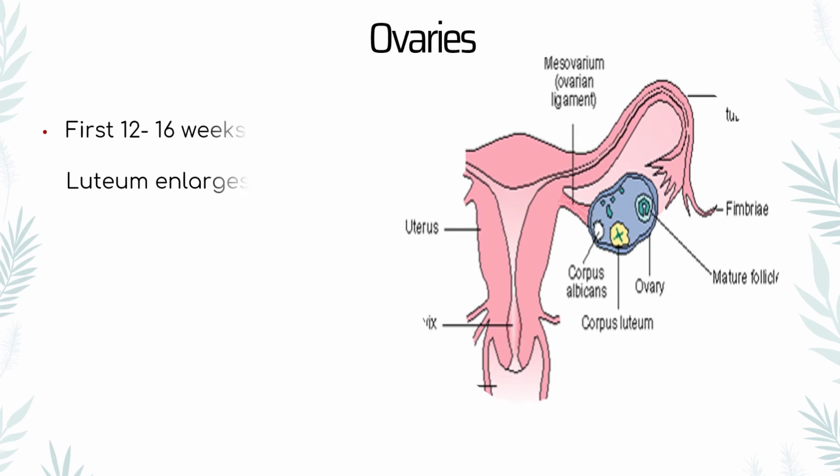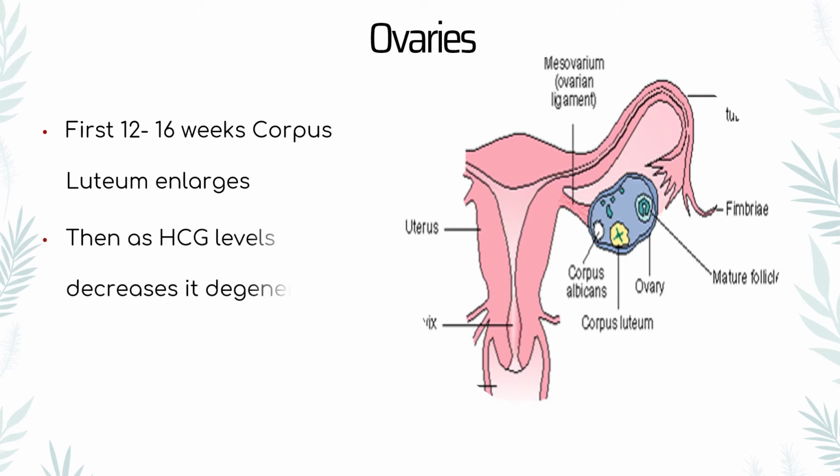Ovaries: the corpus luteum enlarges during the first 12 to 16 weeks of pregnancy and then degenerates due to the decreased level of human chorionic gonadotropin hormone. And by this time, the placenta takes over the function of secretion of estrogen and progesterone. The follicular changes and ovulation do not occur because FSH and LH of the anterior pituitary are inhibited.